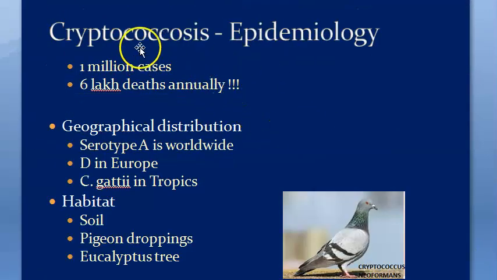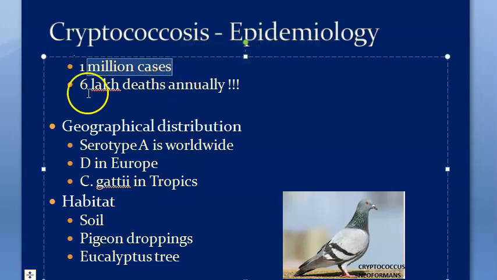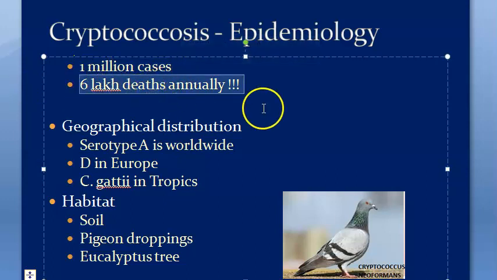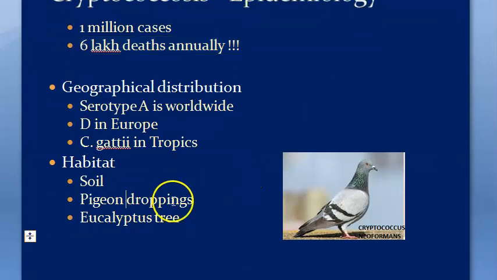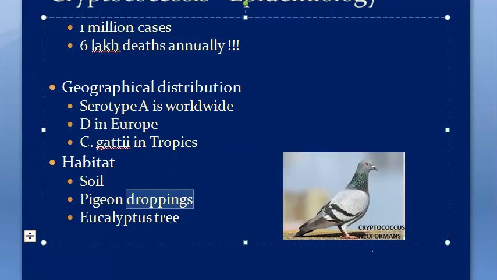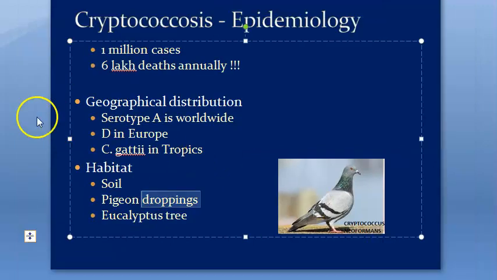Epidemiology of cryptococcosis. There are a lot of cases, 1 million cases worldwide. 6 lakh people die because of cryptococcosis annually. That's too much, right? Now, have you seen so many pigeons around you? Pigeon droppings actually contain Cryptococcus. Now that's scary, right? Oh, wow.